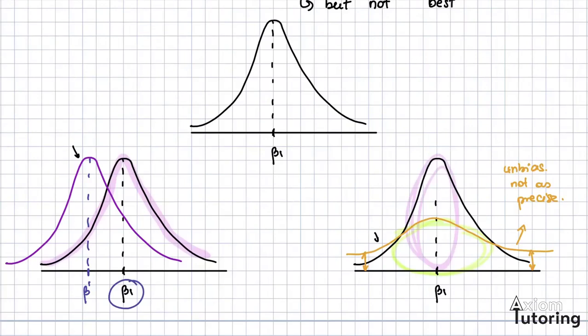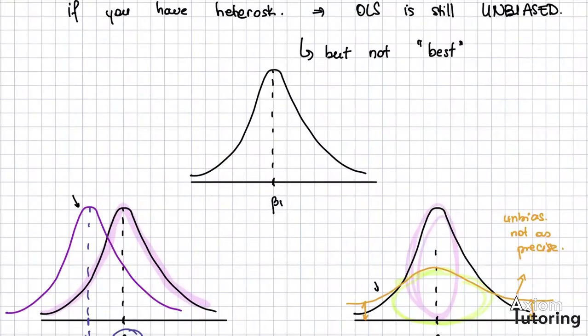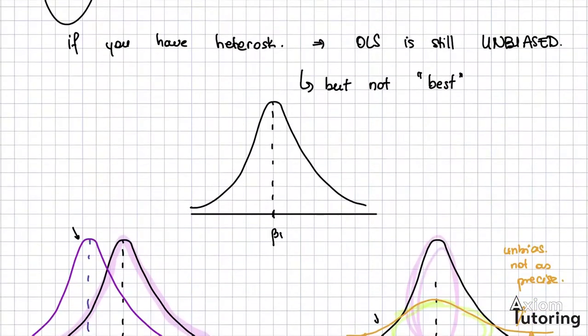Hopefully this gives you a little bit of a better idea of what we mean with unbiased beta hats, and precise or not precise beta hats. But keep in mind, the Gauss-Markov theorem was the one that told us that the OLS is BLUE. So if all of the assumptions hold, normally you would have a good estimation, beta 1 hat, that has a very nice distribution.